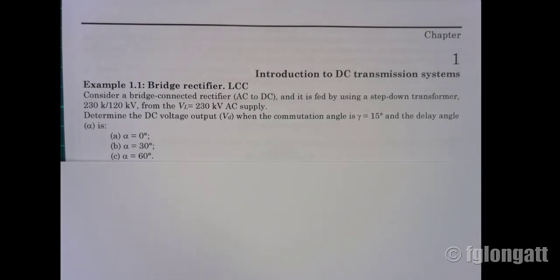Today the session is dedicated basically to some numerical examples of calculations in DC systems. Okay, this is example 1.1, and this is a bridge rectifier, and we are talking about a current source converter, also known as line commutated converter. Okay. Here you can see the statement.